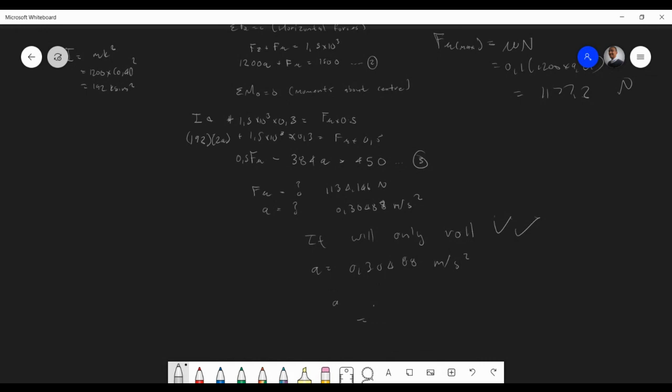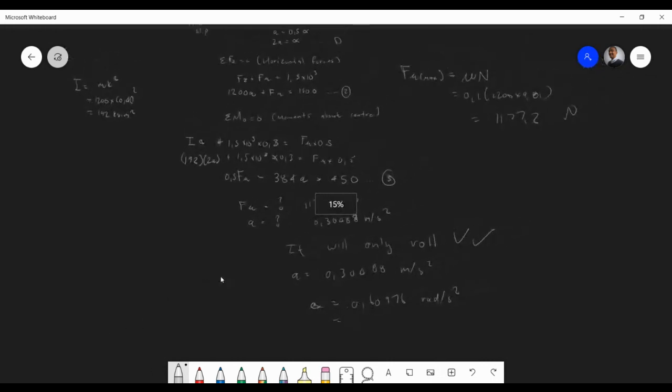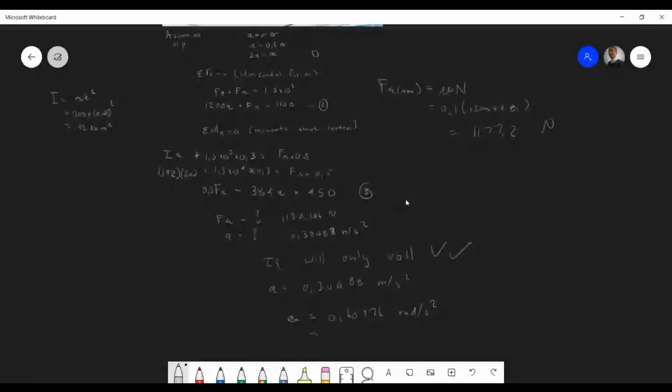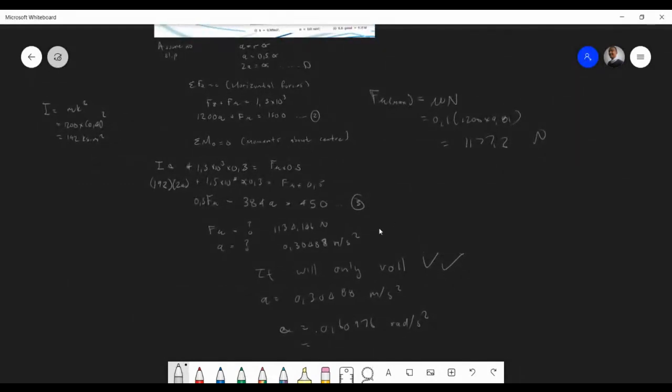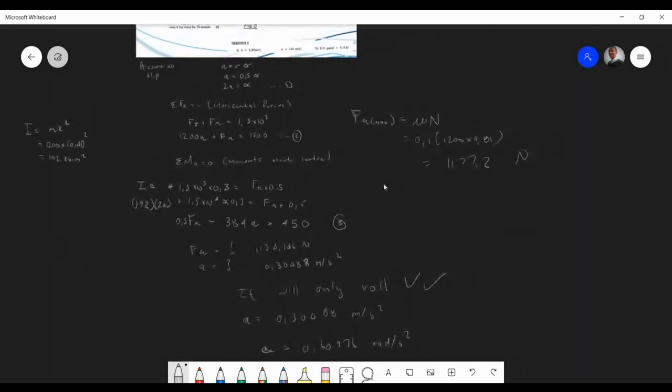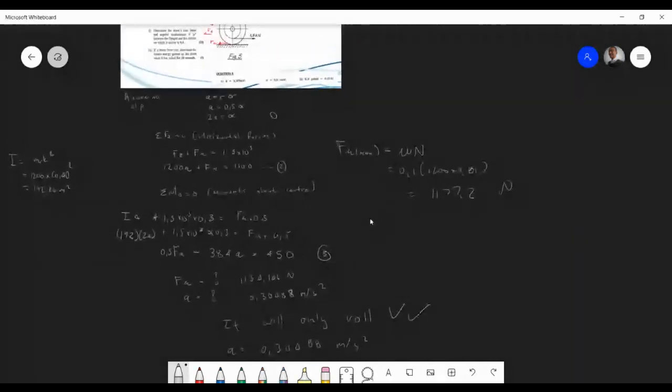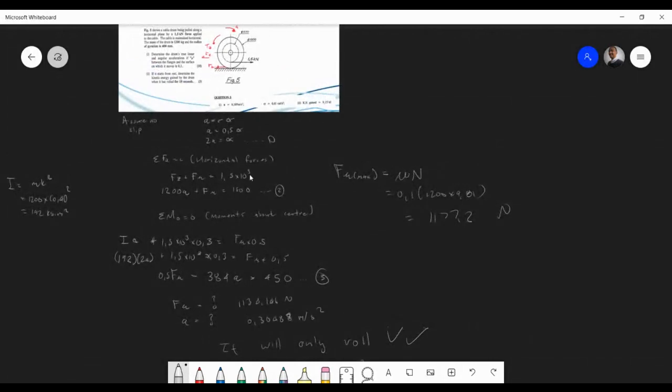Okay, so alpha is equal to 0.60976 radians per second squared. Can you see now we don't have to do any adjustments at all with our calculations. Now it's perfectly fine. It's only when we find that it slips and rolls that you're going to have to use our friction max and then recalculate on new values. So it'll roll perfectly.